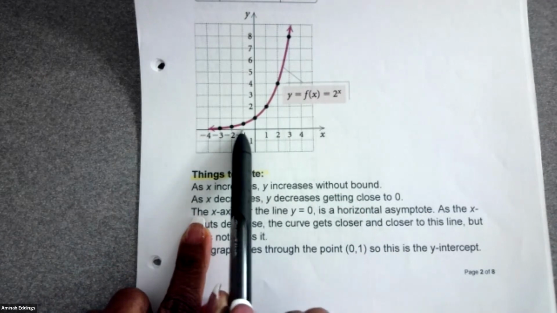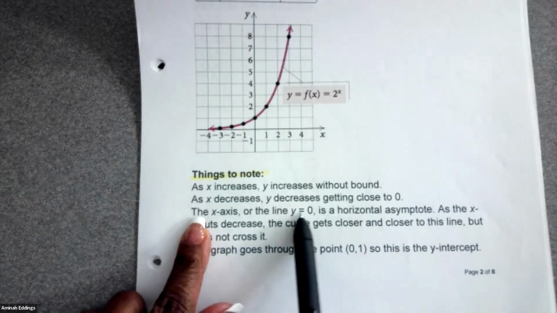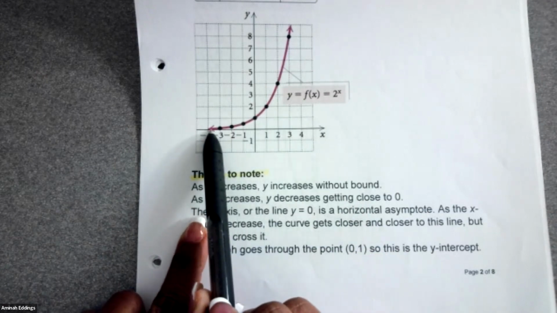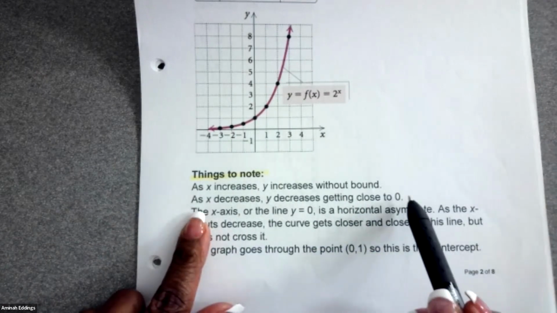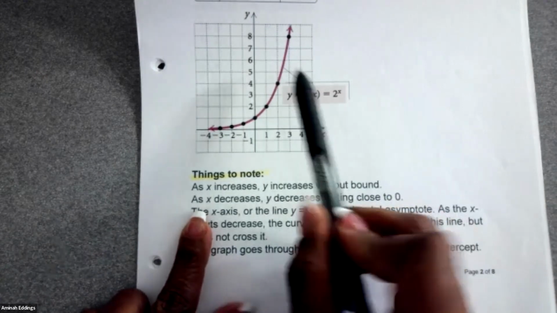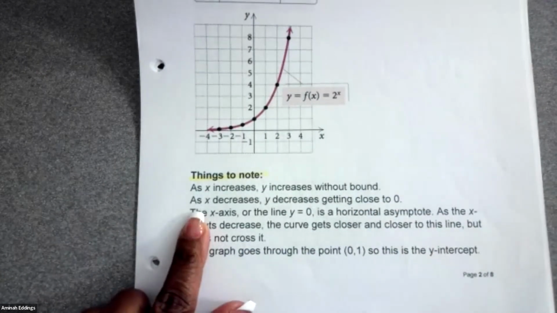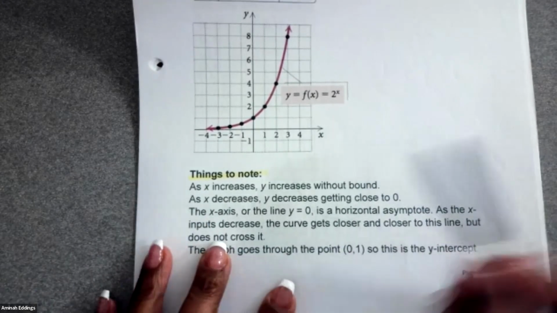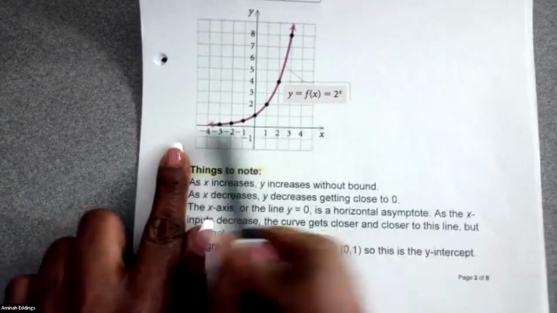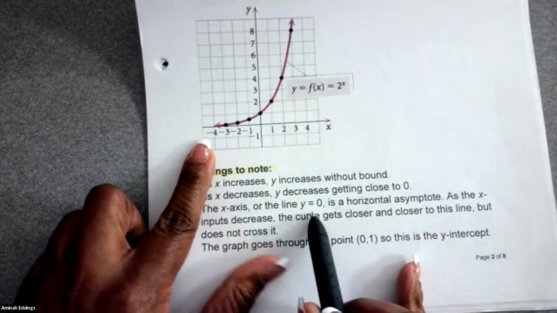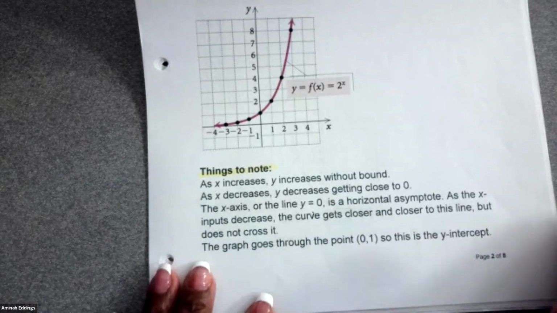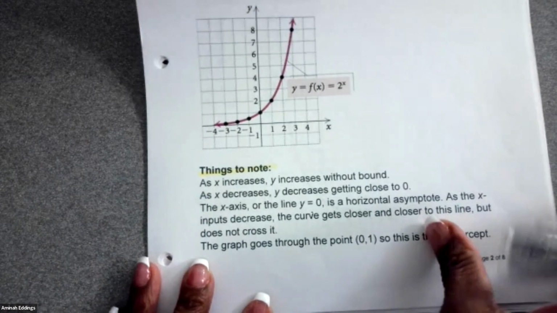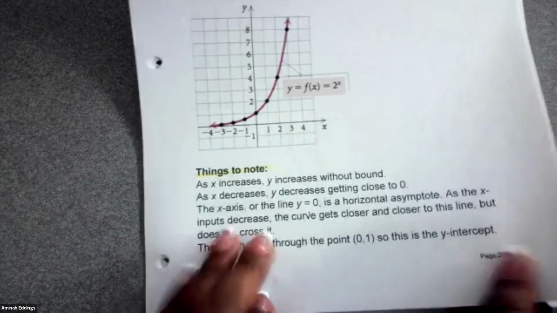As x decreases, so that means as x gets smaller, then our y's also decrease, and they're getting closer and closer to 0. We learned about this already, that when your graph gets closer and closer to a specific value, without crossing, then you have an asymptote. And so in this case, we have a horizontal asymptote of y equals 0. Okay. Also note that the graph is going to go through the y-axis at 0, 1. So we call that our y-intercept.